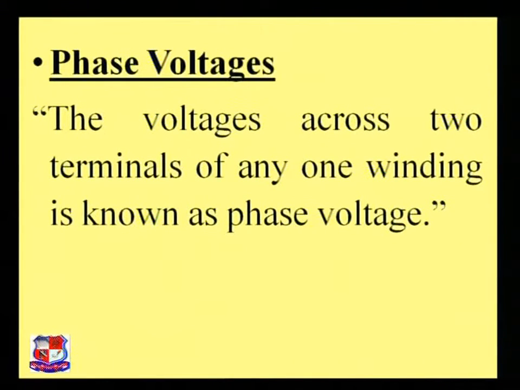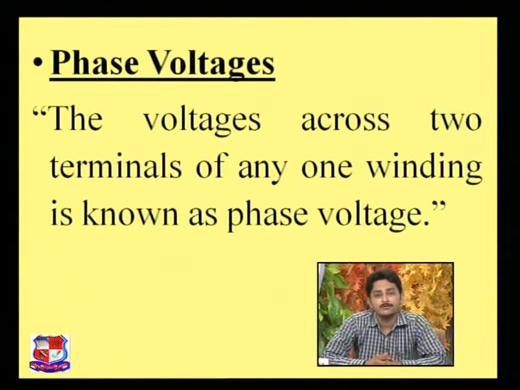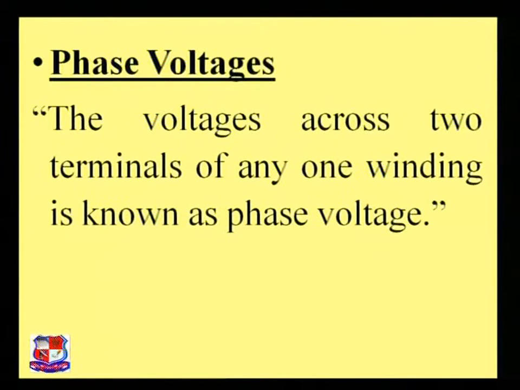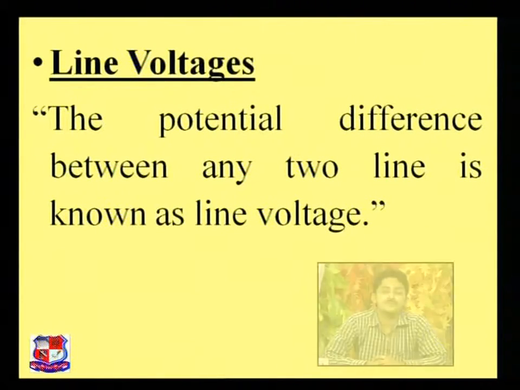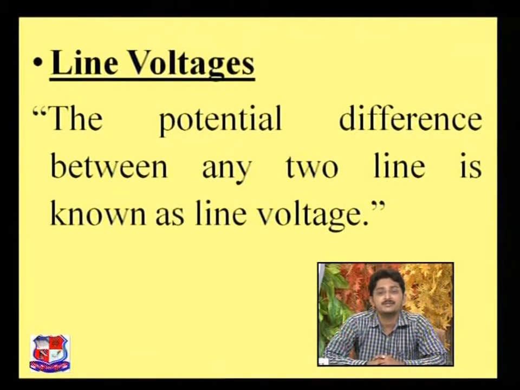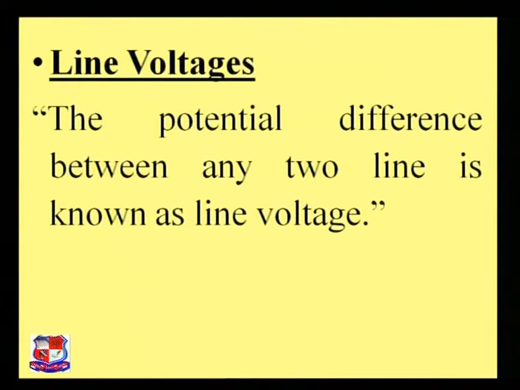First of all, just go through the different terminology of line voltage, phase voltage, line current and phase current. The voltage across the two terminals of any one winding is known as a phase voltage, whereas the voltage generated between any two consecutive transmission lines is known as a line voltage. Like the line R and Y, the voltage generated between the line R and Y is VRY. The voltage between the line Y and B is VYB, and the voltage between R and B is known as VRB. So between two consecutive transmission lines, the voltage generated is known as a line voltage.